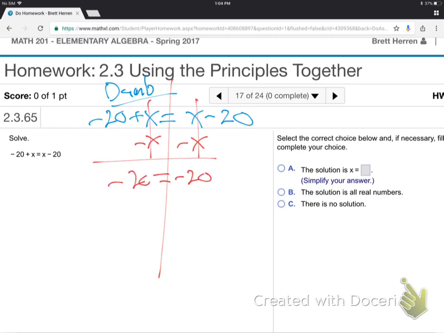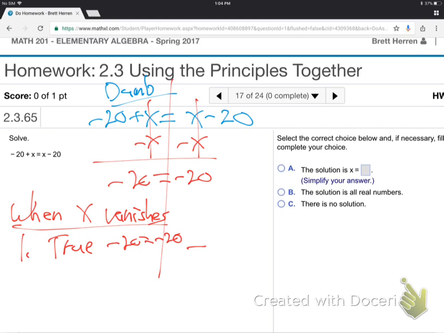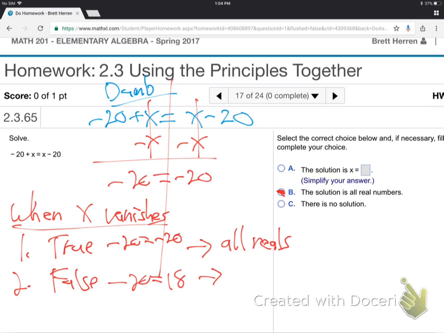There's no more x. So when the x vanishes, there's two things it can be. If what's left is true, like minus 20 is minus 20, then that's all reals. That's what this one is, this option. If what's left is false, like if you have minus 20 is 18 or something, then that's no solution. Well, you can remember that. No, I'm not going to put this on the test. But there's the deal. So when the x's vanish, it's all or nothing, basically.